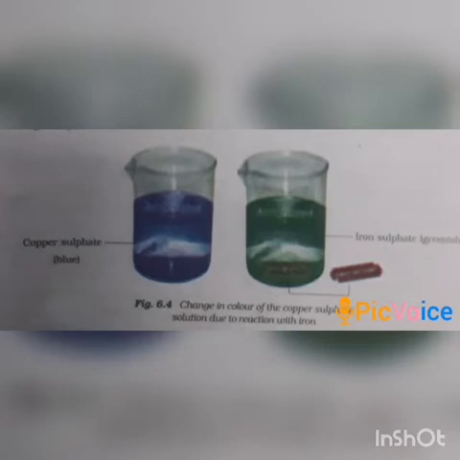Then we'll add a few drops of dilute sulfuric acid. Then we will get the blue colored copper sulfate solution. Okay, ma? Look at the picture, children. You can easily understand the activity.